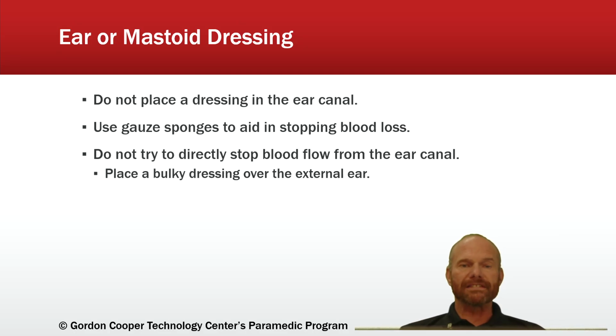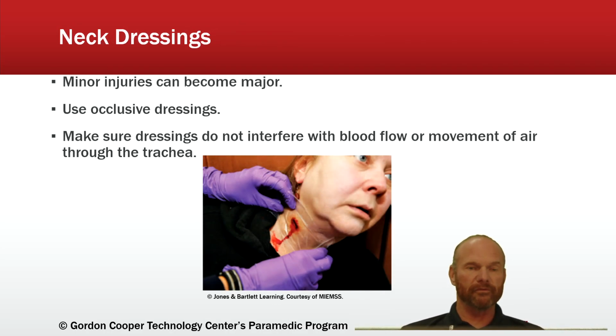Ear or mastoid dressing: do not place a dressing in the ear canal. Instead, apply it along the length of the external ear. Use some gauze sponges if you have those to help stop the blood loss effectively. Avoid direct pressure in the ear canal. And as I mentioned, do not attempt to directly stop blood from the ear canal. Here's the thing: there may be some cerebrospinal fluid leakage, and halting that blood flow could increase the skull pressure. So just place a bulky dressing over the external ear for protection. Of course, rapid transport if you think there's cerebrospinal fluid.